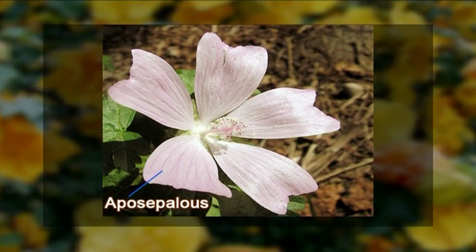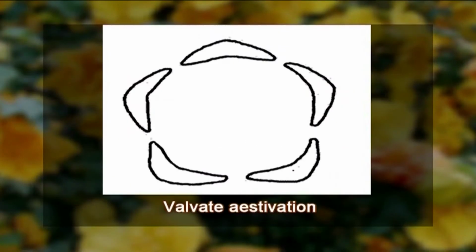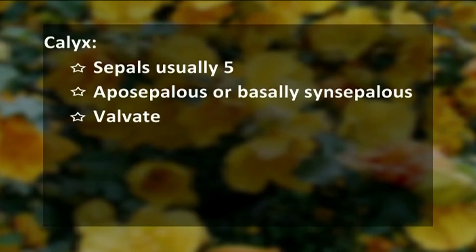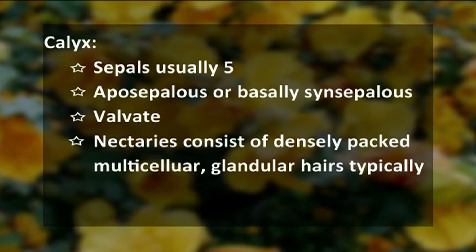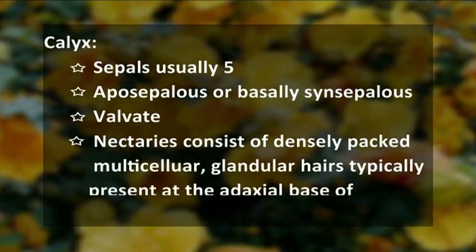These sepals are free, that's why we call it aposepalous, or they can be basally fused, what we call basally synsepalous, and their aestivation is valvate. The nectaries in the case of Malvaceae are present at the calyx. These nectaries consist of densely packed multicellular glandular hairs that are present at the adaxial base of the calyx.